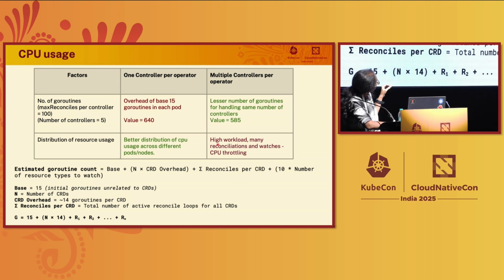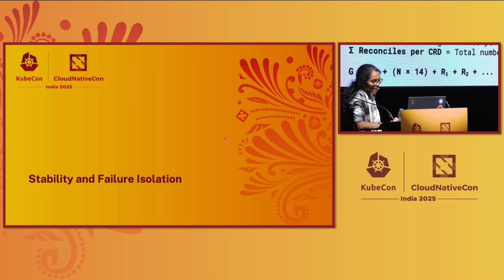Applying this formula, I looked at the statistics when we have one controller per operator. You see that the value is 640, and here you see that the value is 585. So clearly, when you have multiple controllers per operator, the number of Go routines is less. But again, just like memory usage, it is about distribution of resource usage. If you have it in multiple pods, the CPU usage will be spread across pods and nodes. When you have it in a single pod, it can lead to higher workload and CPU throttling. And that's about performance and CPU usage.